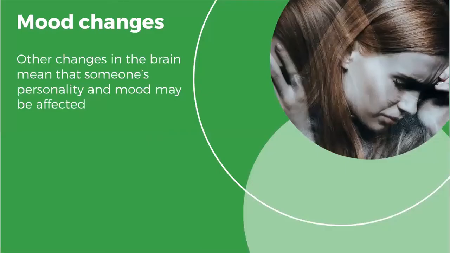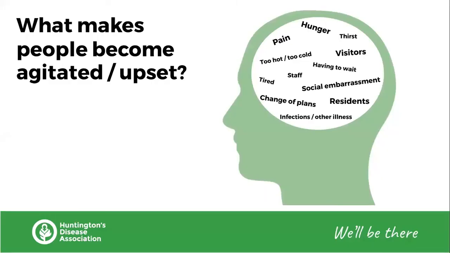We'll move on to mood changes. There are changes in the brain that might mean that someone's personality and their mood are affected. But as a starting point, it's useful to think about what makes us become agitated and upset. What affects anyone? This is a little diagram that goes through quite a few things which mean that we're not performing at our peak. If we're hungry or thirsty or in pain, we're not really on good form normally.